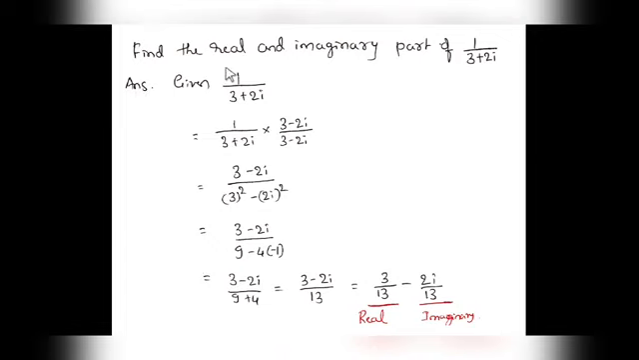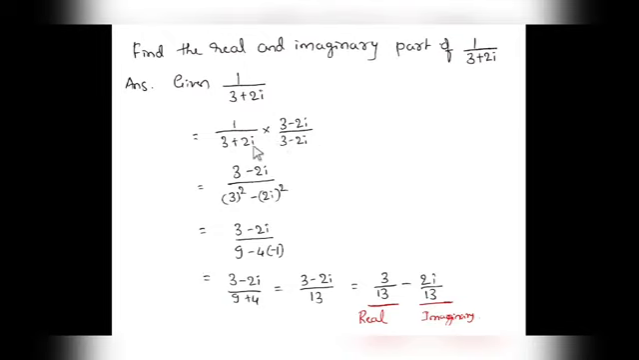Find the real and imaginary part of 1 upon 3 plus 2i. Whenever it is in this form, in that case we have to rationalize the denominator. 1 upon 3 plus 2i into the rationalizing factor, the conjugate of this, which is 3 minus 2i divided by 3 minus 2i. We multiply and we have to divide. 1 into 3 minus 2i is 3 minus 2i. In the denominator, 3 plus 2i, 3 minus 2i.